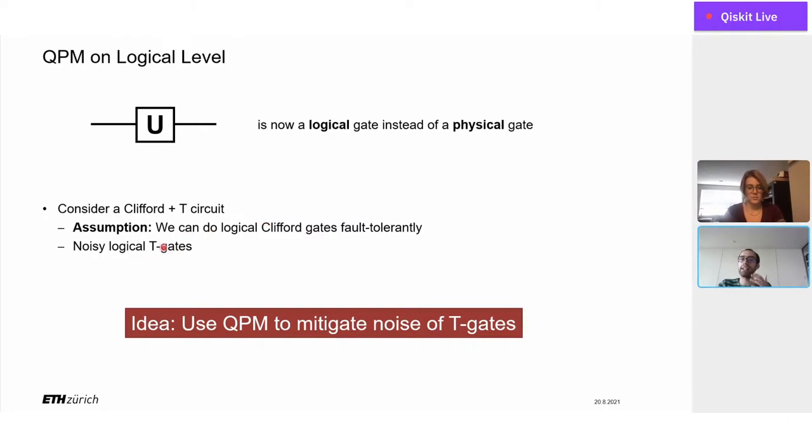So we're going to realize them somehow in a noisy fashion. We'll see exactly how we realize them in a noisy fashion. And the idea is going to be that we're going to use the quasi-probability method to correct for that noise in these noisy logical T gates.